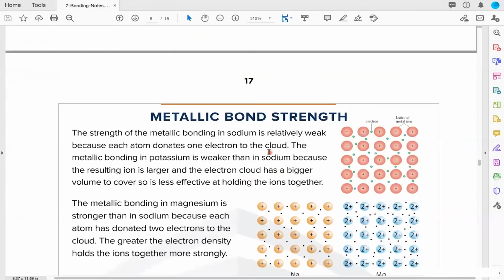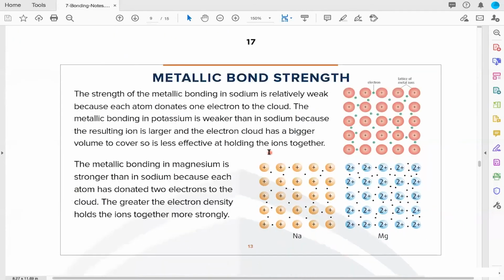Now, obviously, how strong a bond is depends on how many electrons it has to contribute. So sodium is giving 1 electron, magnesium is giving 2 electrons. So the attraction in magnesium is going to be much stronger, which is why magnesium has a higher melting point. The attraction is stronger. Similarly, aluminium has an even higher melting point because it has 3 electrons.